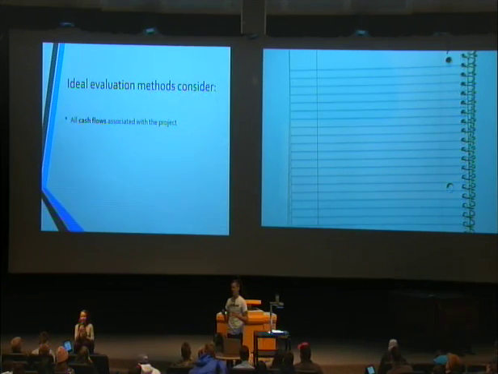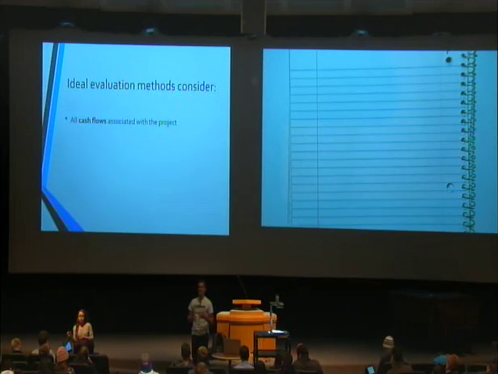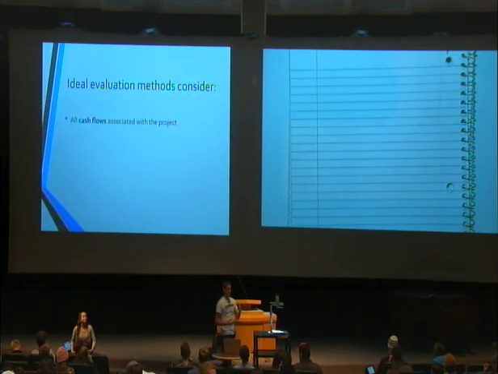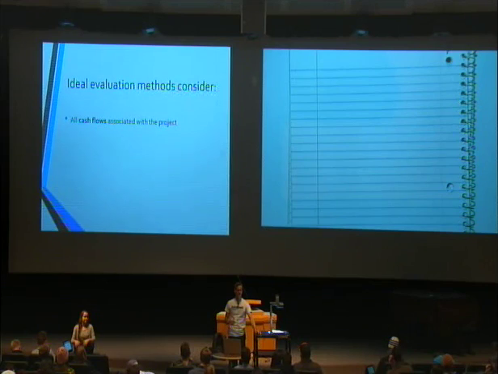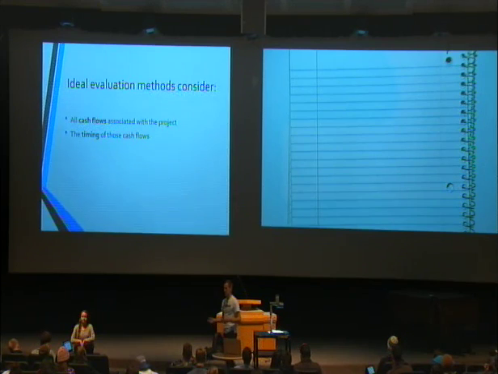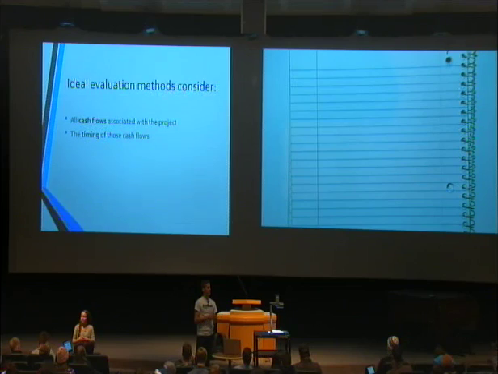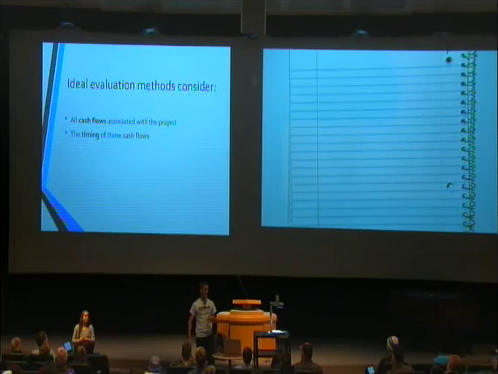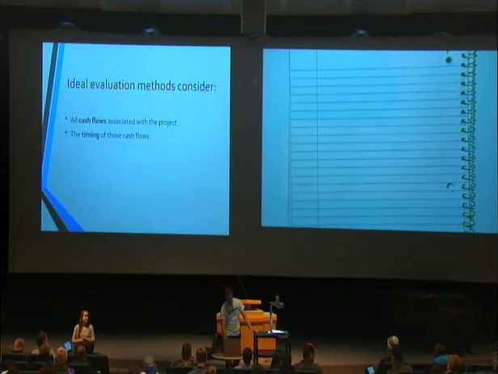So when considering a project, there are some ideal criteria that we should include in our evaluation of whether or not to accept a project. The first thing is we should consider all of the cash flows associated with the project. We should also consider the timing of the cash flows. That means, are we going to get these cash flows in the next 5 years, or 20 years from now? There's a big difference between receiving $100 next year and receiving $100 in 20 years. So that's something that's very important to consider.